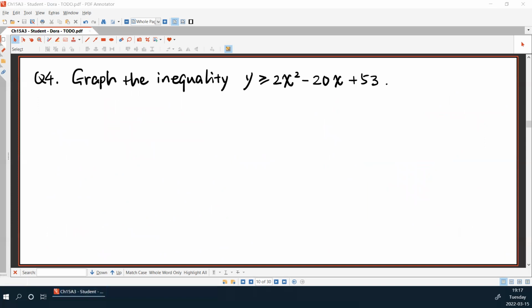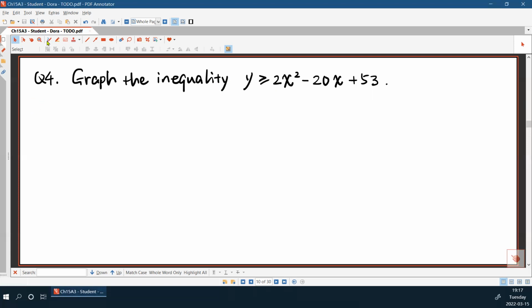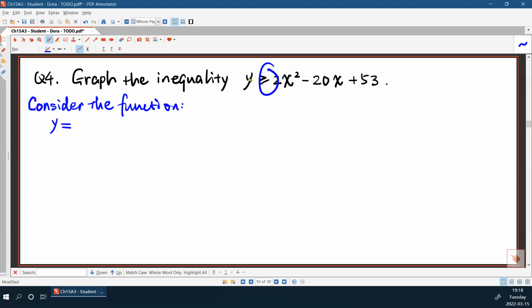Okay, question 4. It's about graphing an inequality: y is greater than or equal to 2x squared minus 20x plus 53. In order to graph an inequality, usually we'll consider the corresponding function. We can let the inequality symbol be an equality symbol, which means y equals 2x squared minus 20x plus 53. This function is the boundary of this inequality area, so let's consider this function first.